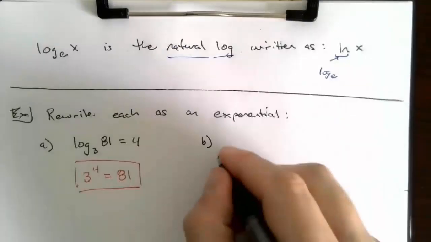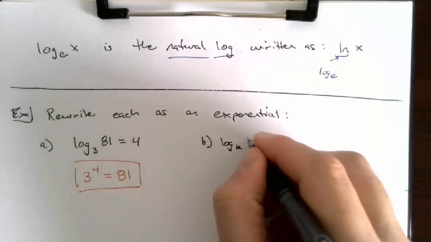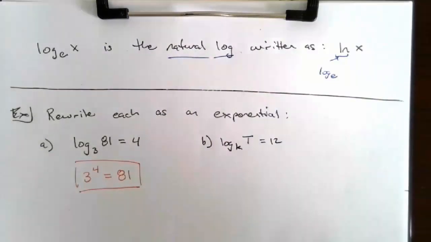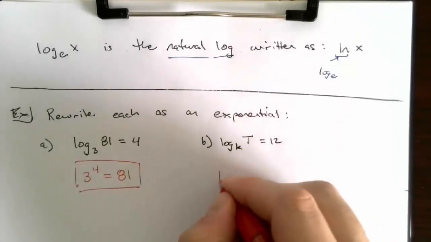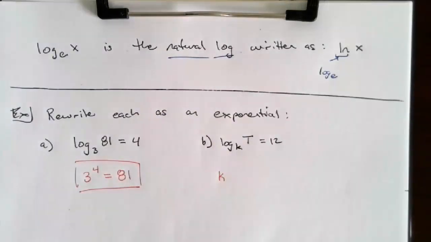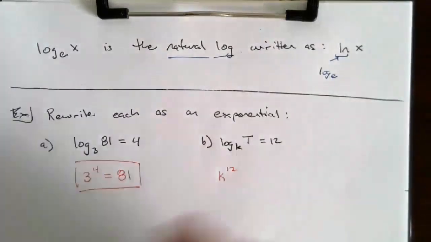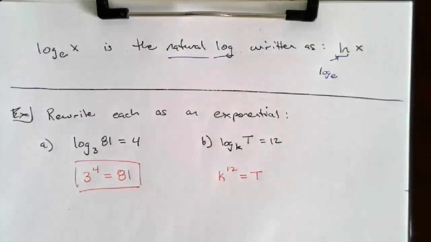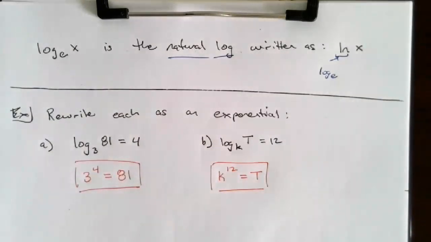If I wrote log base k of t equals 12, how would I rewrite that? Well, what's the base? The base is k, so we start with that. What's the exponent? The logs always equal the exponent, so it's k to the 12th power, and the exponential is equal to the argument of the log, so it's equal to t. And then, again, there's nothing really to solve here, we're rewriting it. That's what it's asking us to do.